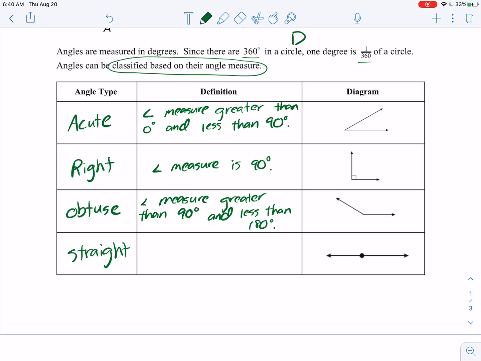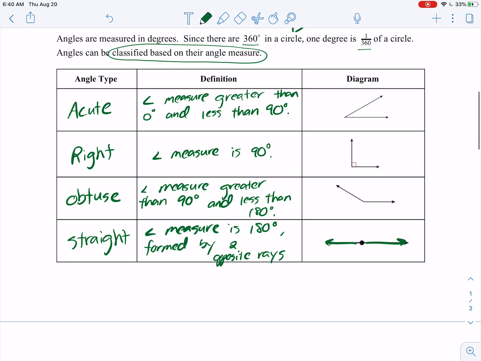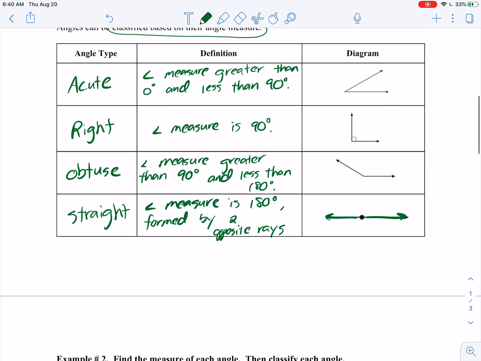And then finally, when you have an angle that forms a straight line, the angle measure is half a circle, which is 180 degrees, and it's formed by two opposite rays. Remember, our definition of an angle is an angle formed by two rays. If the two rays form a straight line, we call those opposite rays. That's something we learned in section 1.2 or 1.1, the previous lesson.